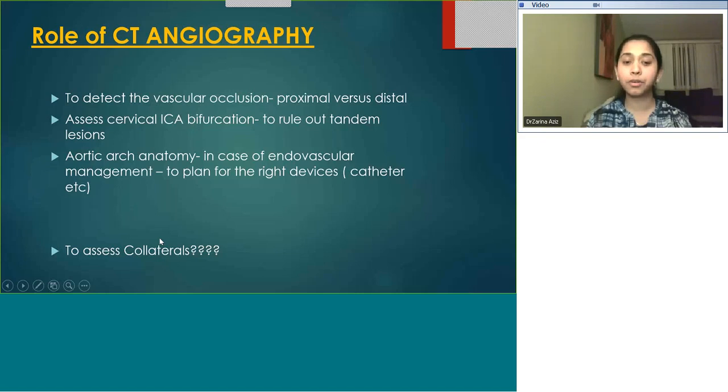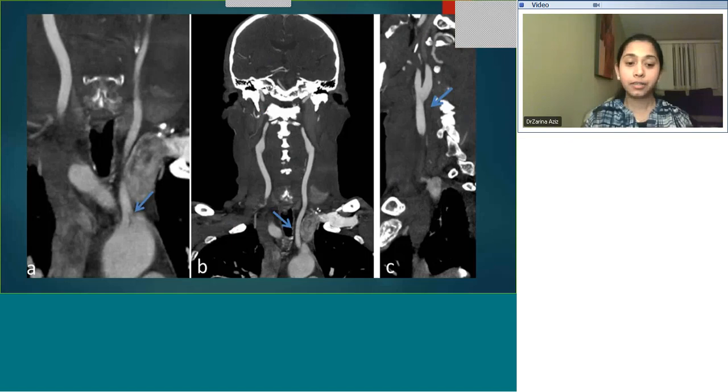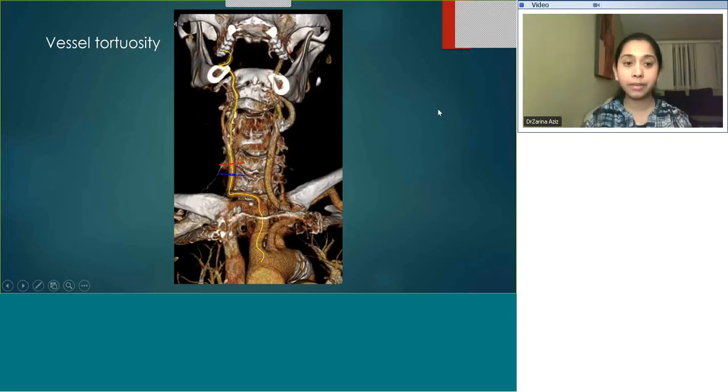Now here is the role of CT angiogram in looking at collaterals. So as I said, look at the arch anatomy. Now in this case, there was a left MCA occlusion, so we would look at the left ICA, the left common carotid origin from the arch, look at its course, look at the bifurcation. All these help us for planning for the endovascular therapy.